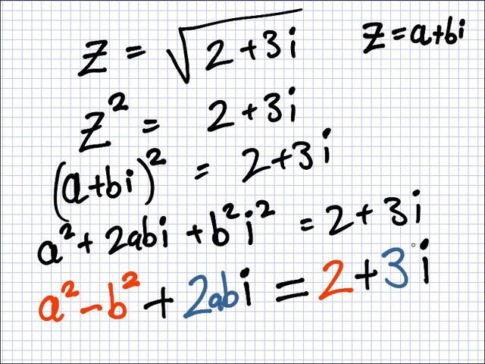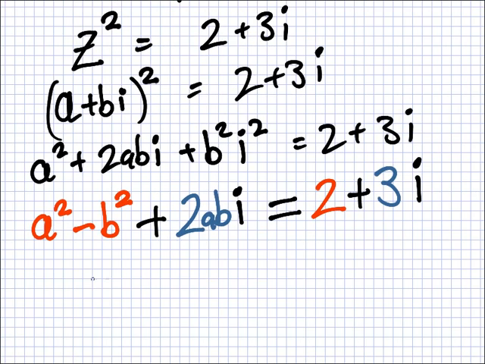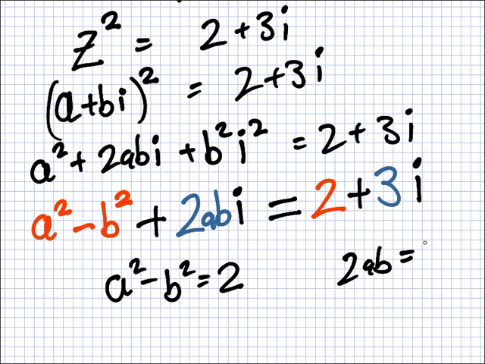Now, you might see what I'm about to do because of my use of colours. a squared minus b squared equals 2, and 2ab equals 3. Do you see what's happened here? You can compare the answer on the right with what you have on the left. a squared minus b squared should equal 2, and 2ab should equal 3. So if you can figure out the a and the b, you're finished.